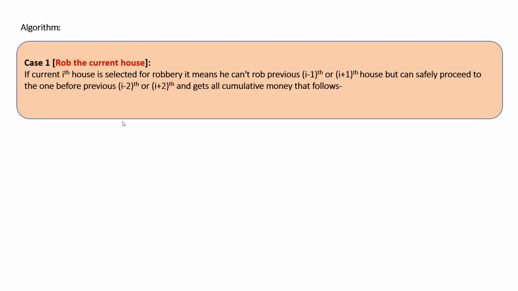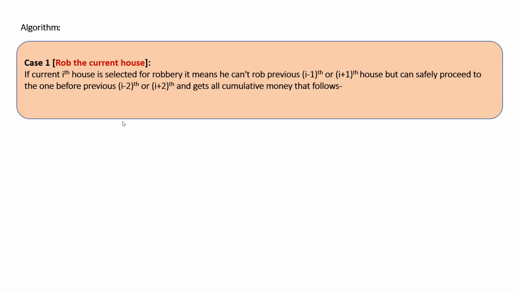Guys, just to highlight, here I have mentioned I minus 1th or I plus 1th. It totally depends on which direction he is going to rob, whether it's taken from left to right or from right to left. So based on that, it may be I minus 1 or I plus 1. In a similar way, it may be I minus 2 or I plus 2.